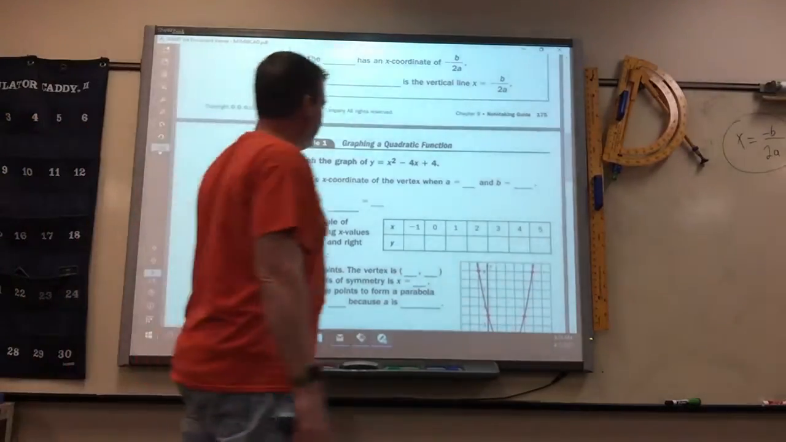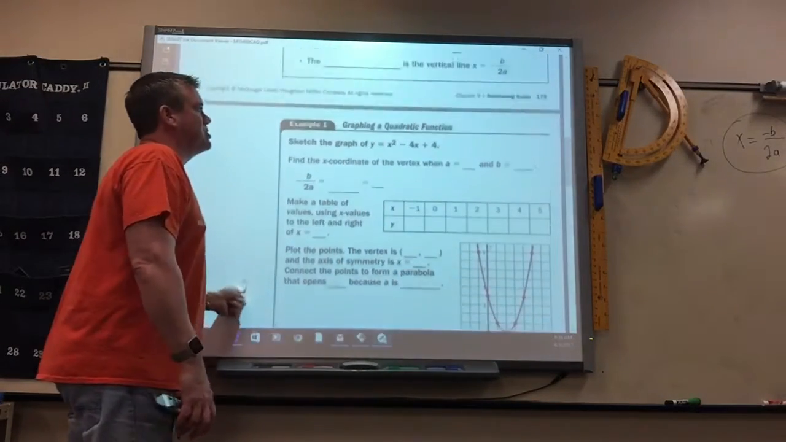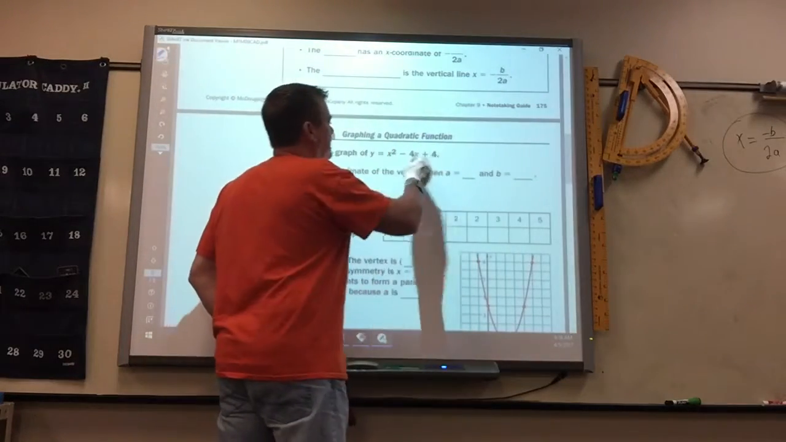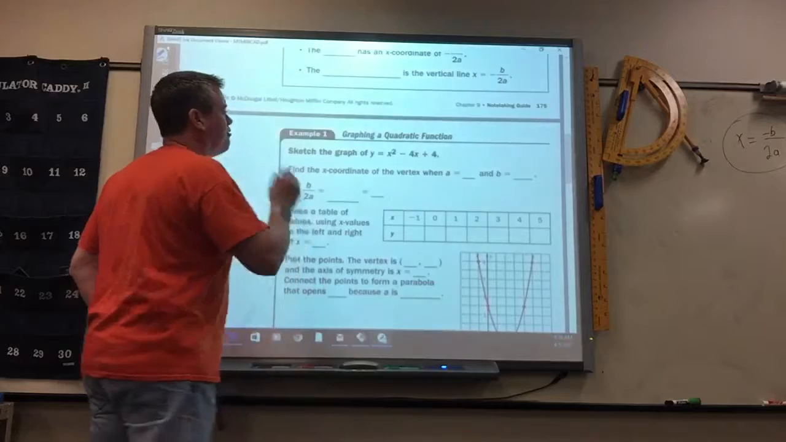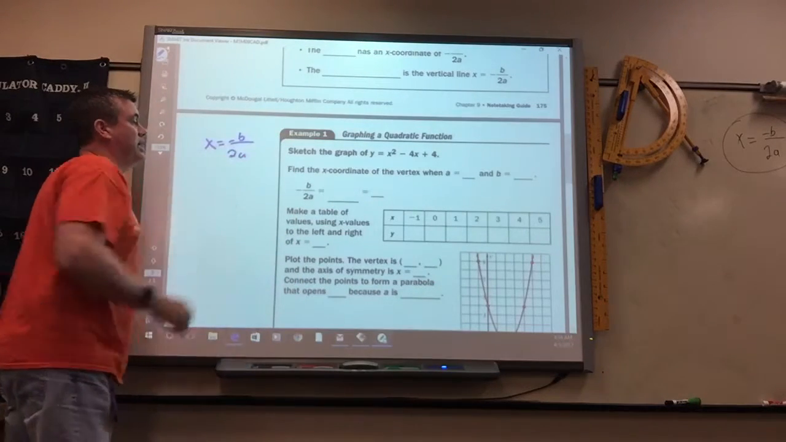I don't know why on these they gave us what the graph is, but that's okay. We can go through to see what to do. So remember, anytime you have a graph, the first thing you do is negative b over 2a.